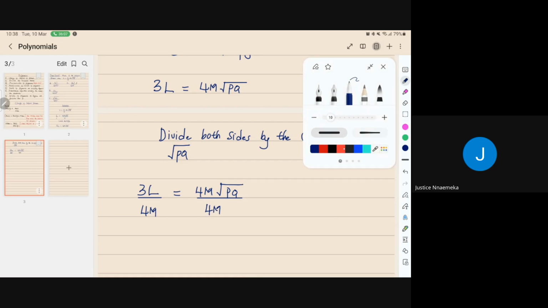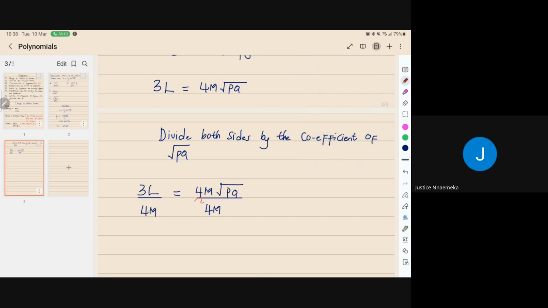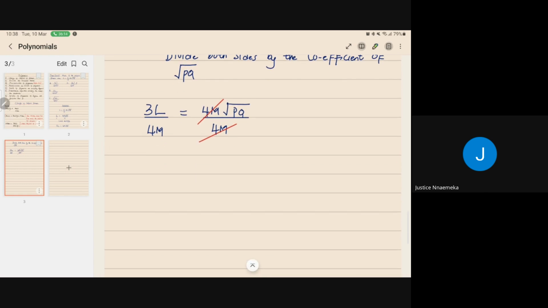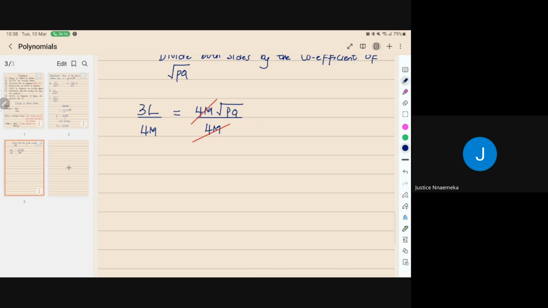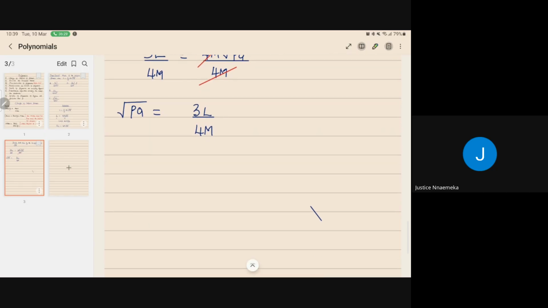Now I'm going to cancel out as always. So this guy will go, this guy will go. Now we are left with something here, which I can rearrange as square root of PQ. It's equal to 3L all over what? 4M. Remember, our goal is to make Q the subject of the formula.